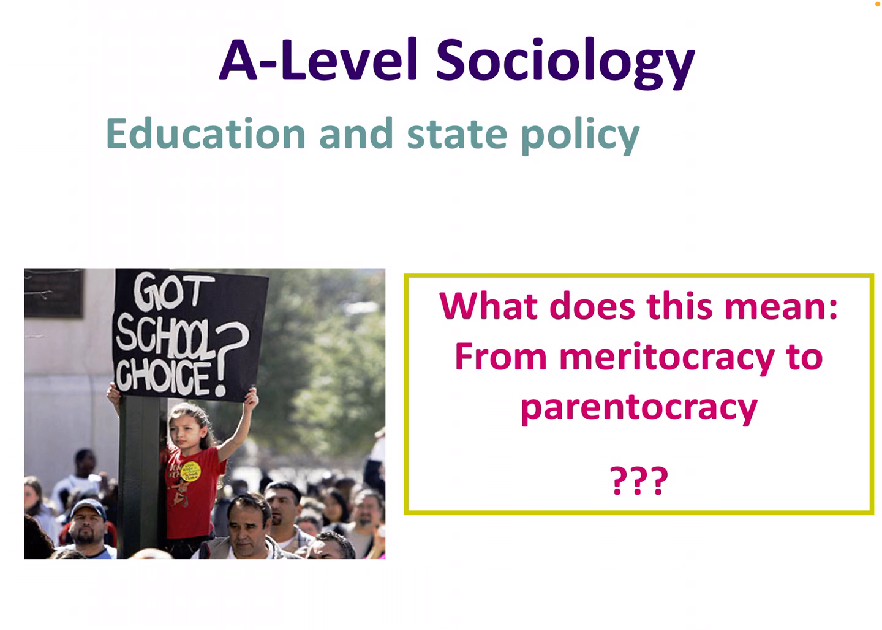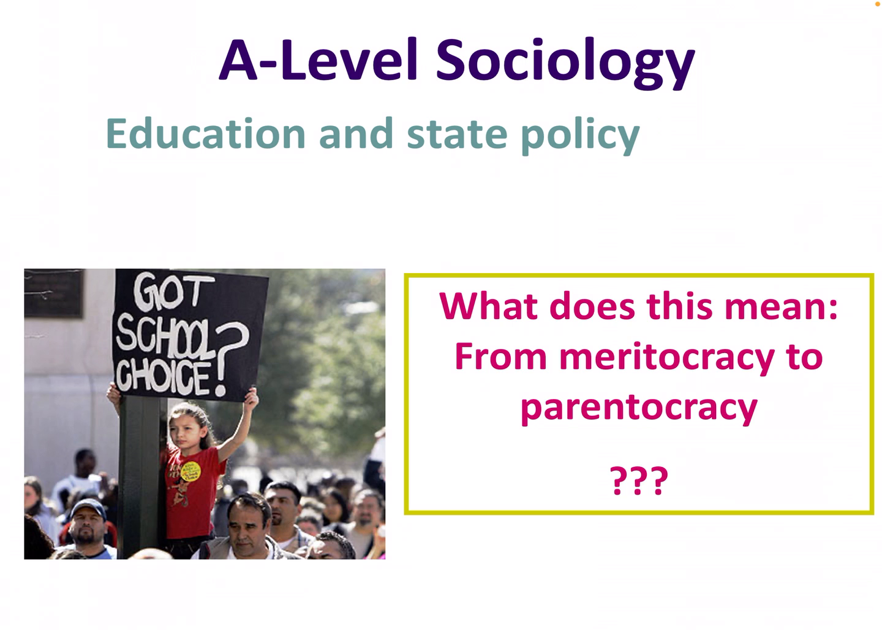The last one we did this week was an in-depth look at the tripartite system as a class lesson, and this one is going to focus on the comprehensive and marketisation system. So I'm just going to go back to this question that I start each one with. What does it mean to go from a meritocracy to parentocracy when it comes to school selection?